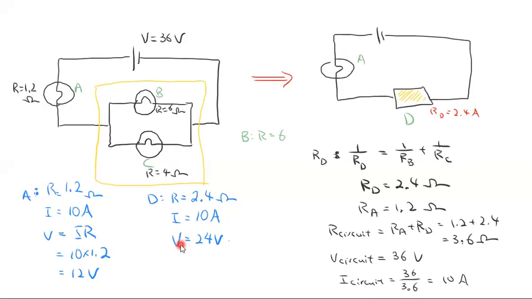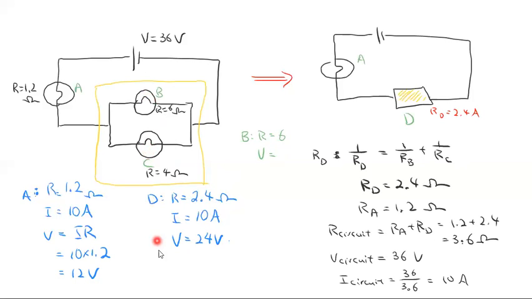Six. I'll leave off the units because I don't have much space here. Now, can you tell me the voltage across B? It's 6 times 10. Well, it's not 6 times 10 because you don't know the current for B yet. D has a current of 10, but that is the current for both B and C added together.